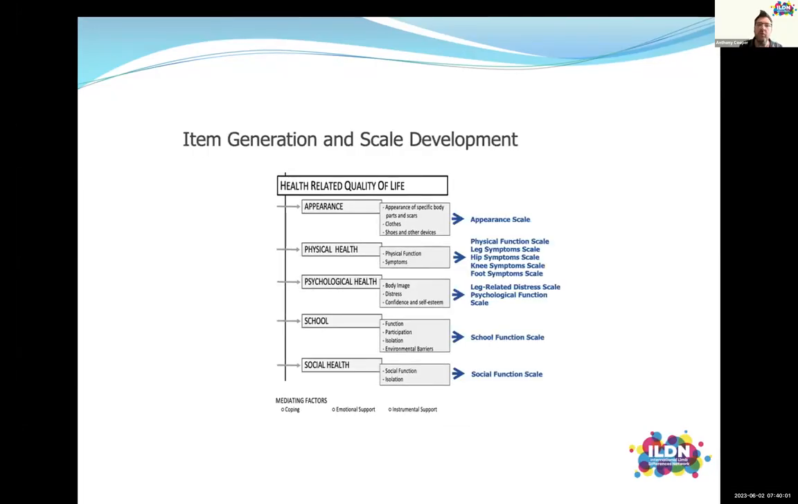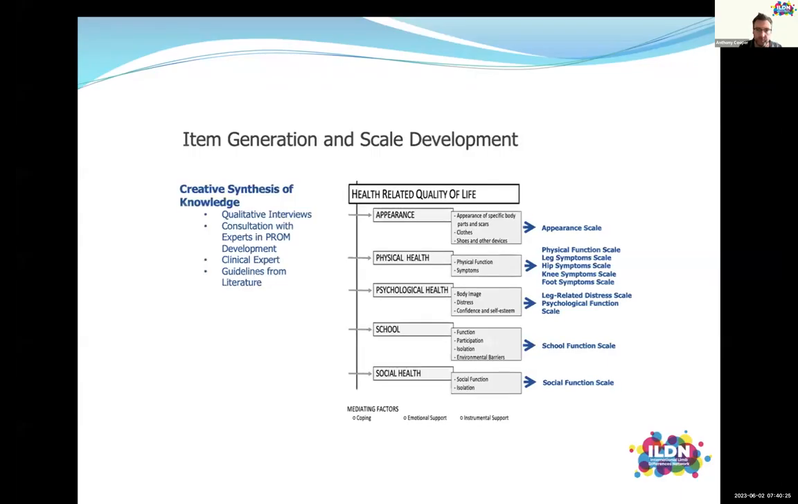From this, we refined this more. So the appearance scale didn't really change, but one of the big things that changed was our physical function scale. Within that, we subdivided this into leg symptoms, hip symptoms, knee symptoms, and then foot and ankle symptoms. We also refined our psychological health into a psychological function, and particularly a leg-related distress scale. We looked at school function and social function.